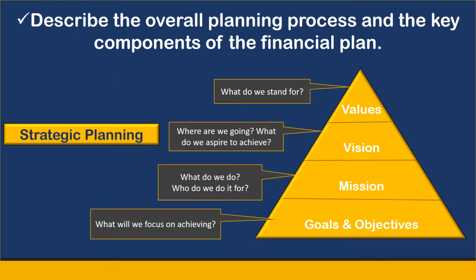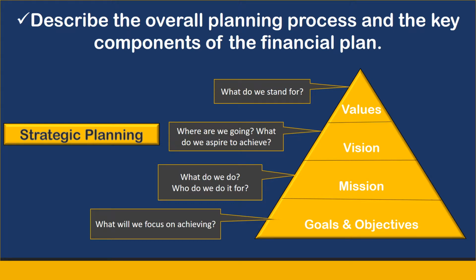Describe the overall planning process and the key components of the financial plan. The core of any organization's planning process is their strategic plan. A strategic plan contains the organization's mission, vision, values, goals, and objectives. Strategic plans can sometimes be dusty books on a shelf, but ideally they are a document that is regularly referenced and widely shared throughout the organization.